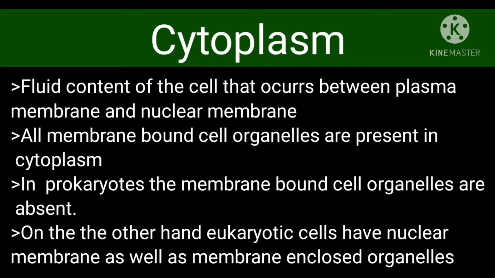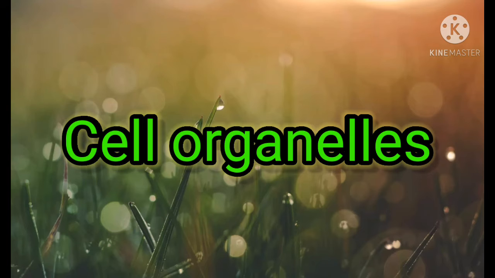Cytoplasm. Cytoplasm is the fluid content of the cell that occurs between plasma membrane and the nuclear membrane. All the membrane-bound cell organelles are present in the cytoplasm. In prokaryotic cells, the membrane-bound cell organelles are absent, but in the eukaryotic cells, nuclear membrane as well as membrane-bound organelles are present.